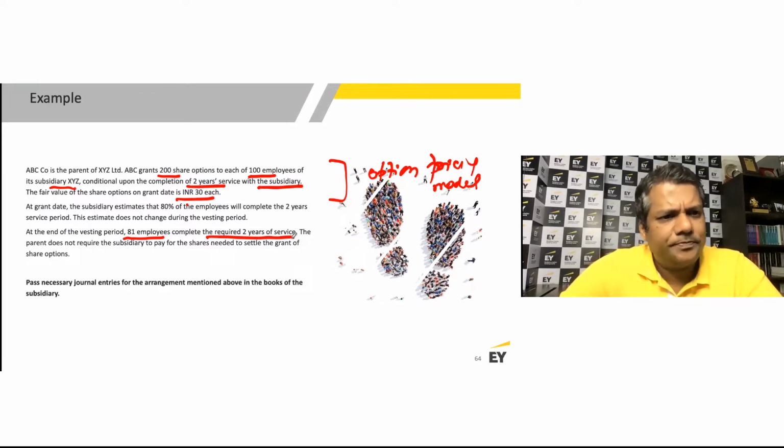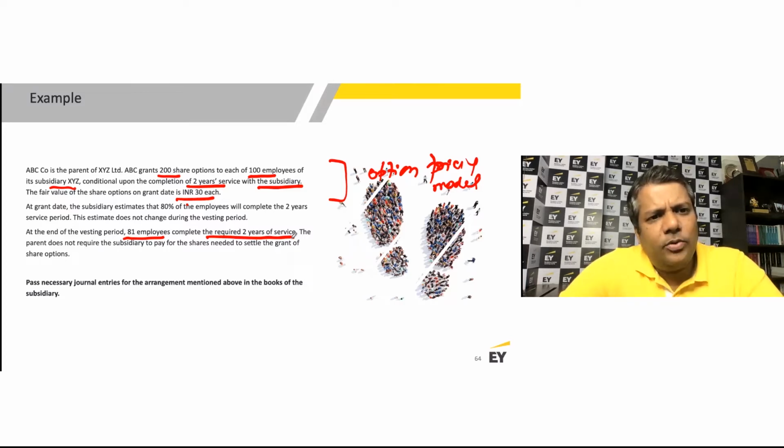So essentially, what is happening over two years? I estimated that 80% of the employees would vest, so out of 100, 80 will vest. Eventually 81 vested. The parent does not require the subsidiary to pay, so it's an equity settled share based payment arrangement.